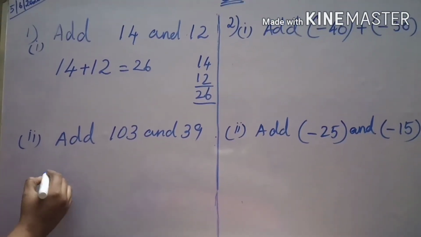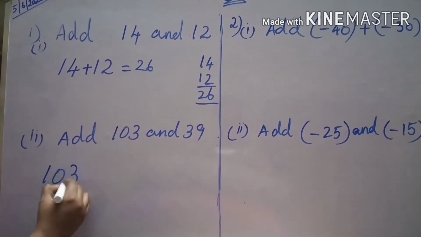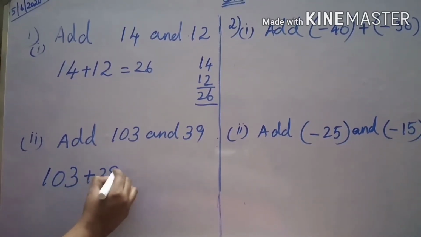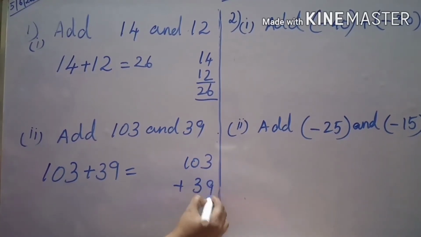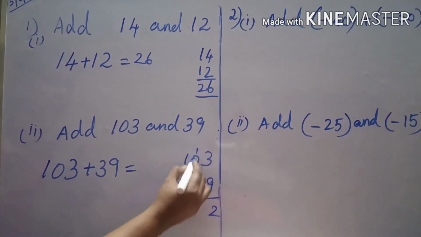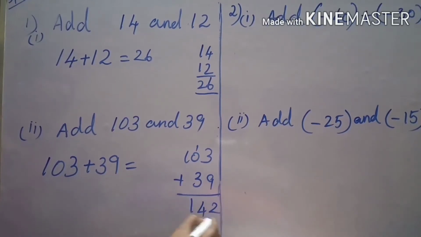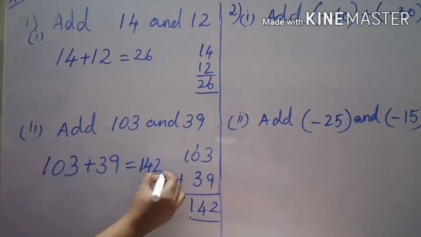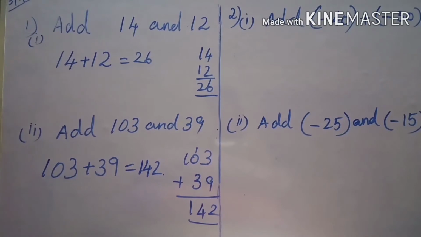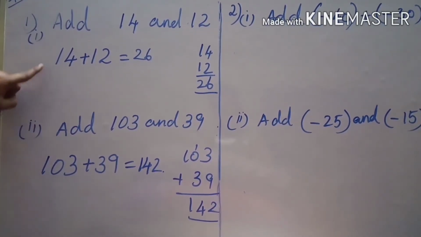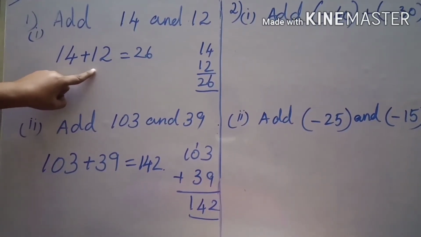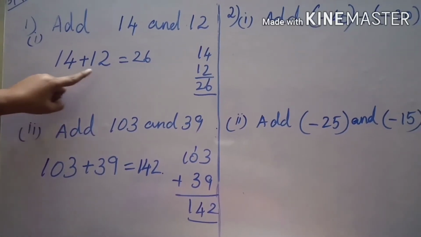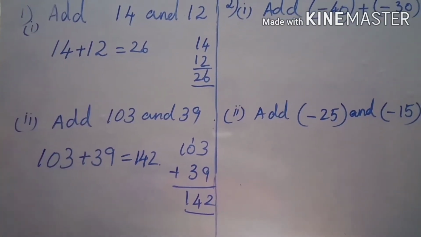I'll go with the second sum. This is also very easy, I think. You are able to do it. 103 plus 39. 3 plus 9, 12. Carry over 1. 1 plus 3, 4. 1. The answer is 142. Without a number line, I add these two positive numbers. Both are positive. Add as usual, the same way we do whole number addition. Add the two numbers and write it.